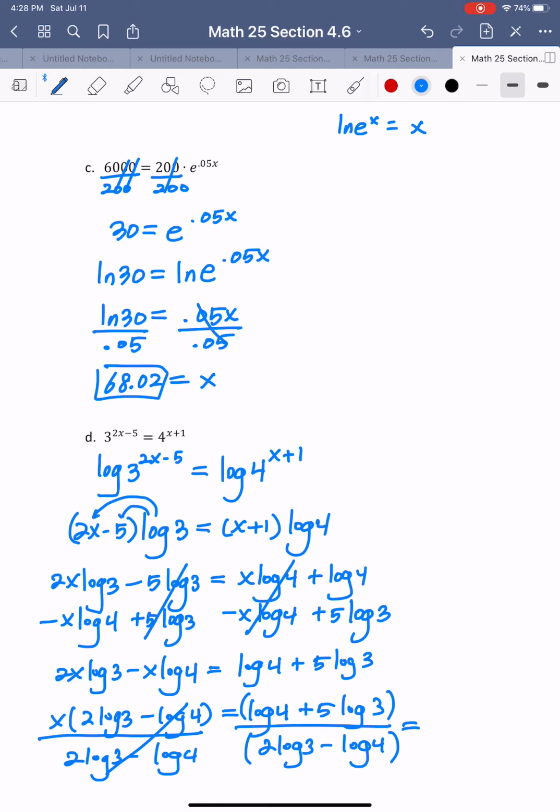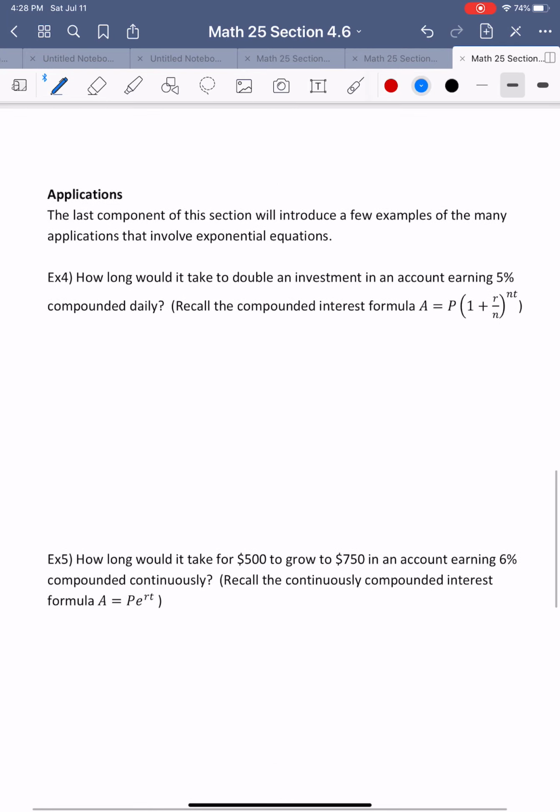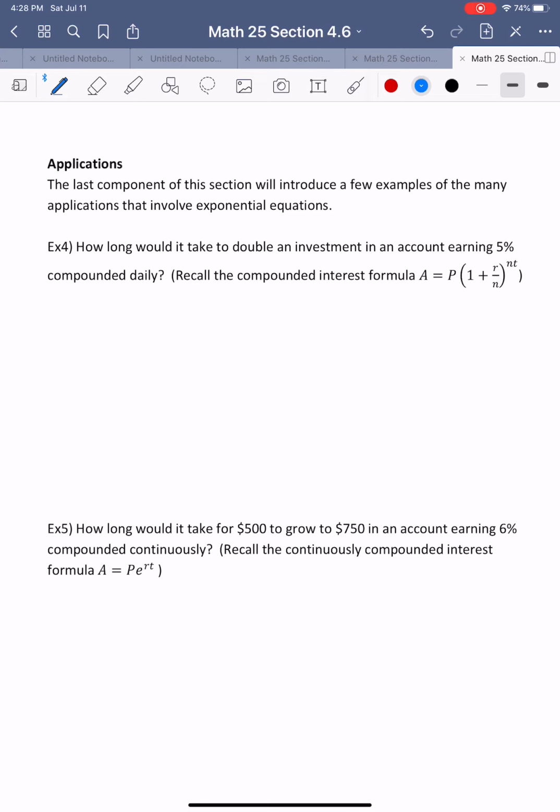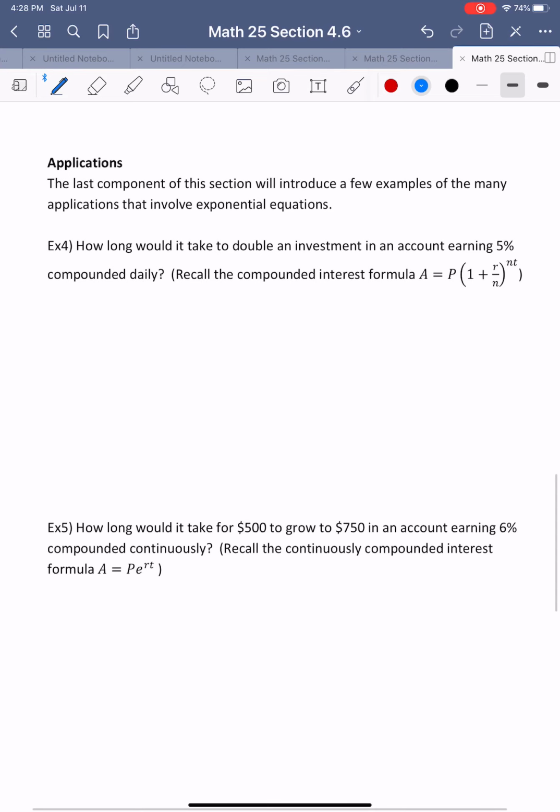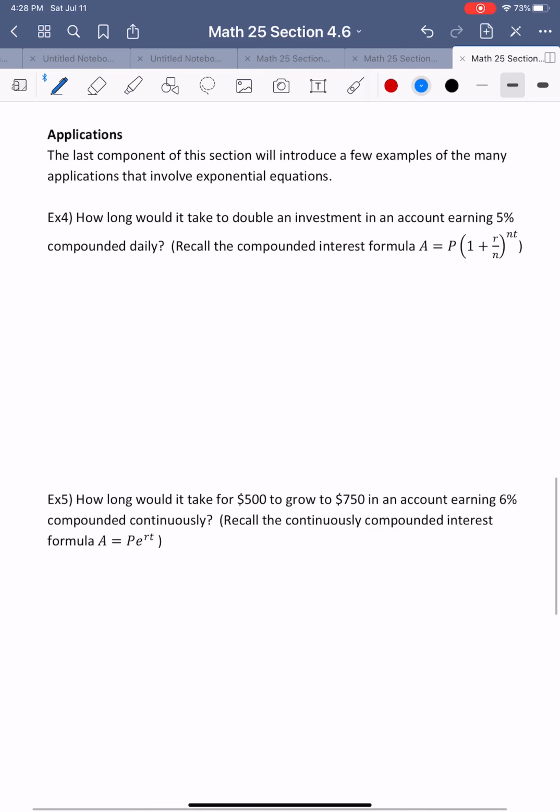And then I have 8.48 as approximation, okay? So next page, please. Application. The last component of this section will introduce a few examples of the many applications that involve the exponential equations.